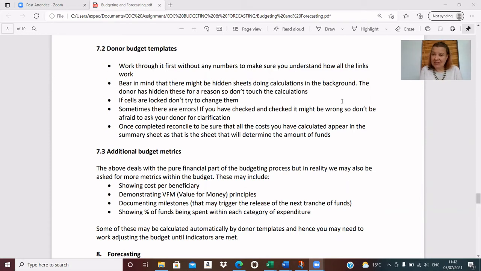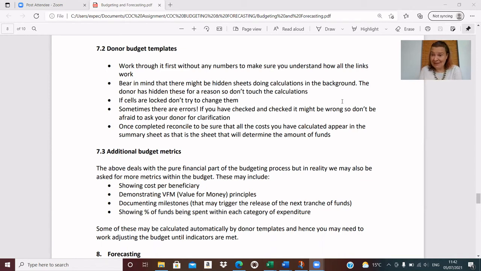We've talked about hidden sheets before, and bear in mind that there might be hidden sheets that are doing calculations in the background. If they are hidden, the donor has probably hidden them for a reason, so you don't need to touch them, and don't touch the calculations within them. You might come across cells that are locked, which means that you can't freely enter into them. And again, the donor has likely done that for a reason, to make their template work. So don't try and amend them.